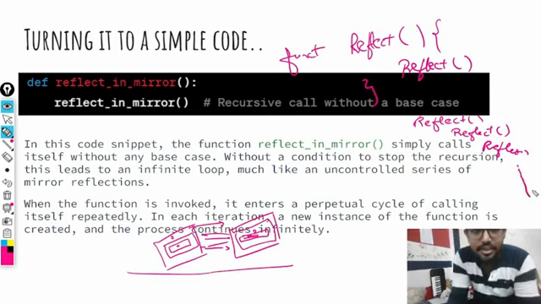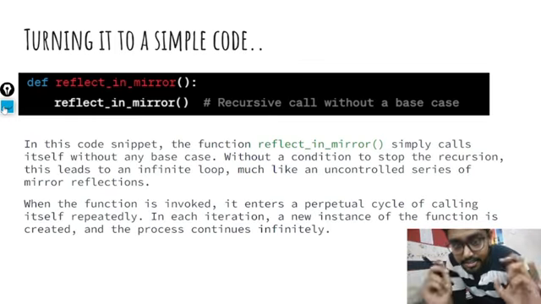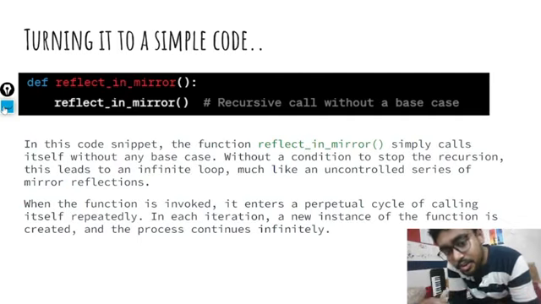till infinity. Okay? So in this code snippet, the function reflect in mirror simply calls itself without any base case, without a condition to stop the recursion. This leads to an infinite loop, an infinite function call, much like an uncontrolled series of mirror reflections. When the function is invoked, it enters a perpetual cycle of calling itself repeatedly. In each function call, a new instance of the function is created and the process continues infinitely. I hope you got it.